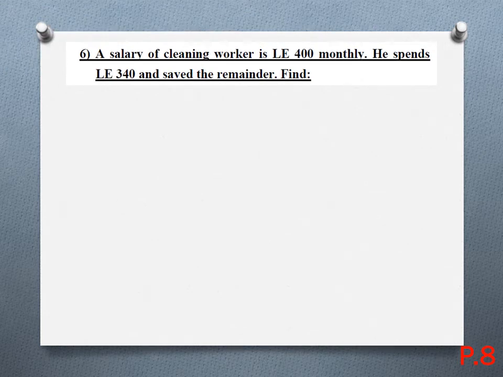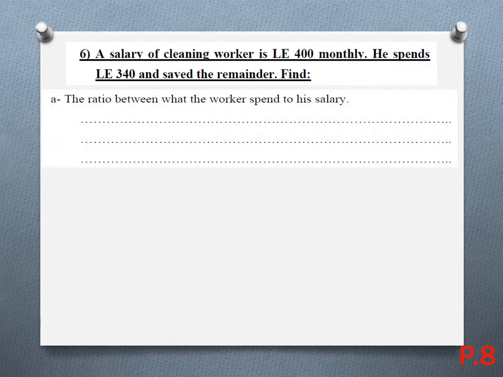A salary of a cleaning worker is 400 LE monthly. He spends 340 LE and saved the remainder. Find the ratio between what the worker spent to his salary. I said spent to salary. He spent 340 LE and his salary is 400 LE. I need to find the ratio between spend to salary.